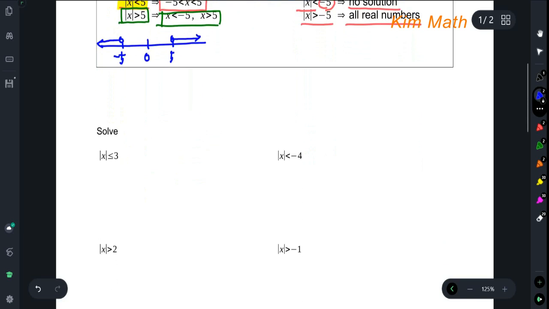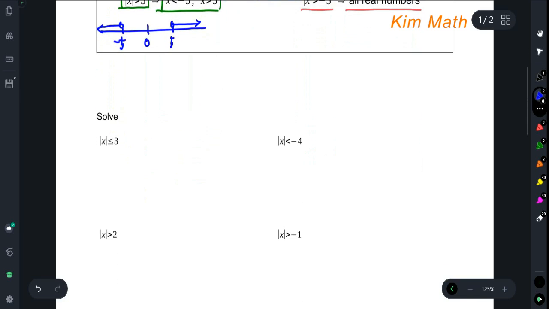Now we will solve some example questions. First one, absolute value of x is less than or equal to 3. I hope you can write the answer directly here. Next one, absolute value of x is less than negative 4. Absolute value of x is less than a negative number. Please note that this inequality has no solution.